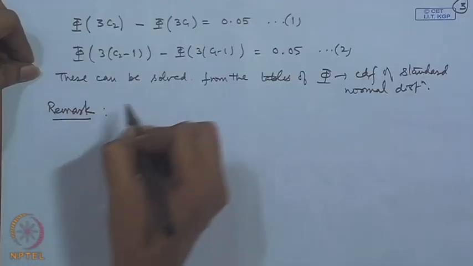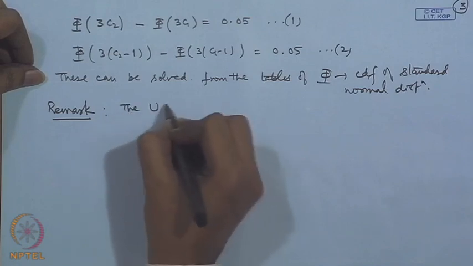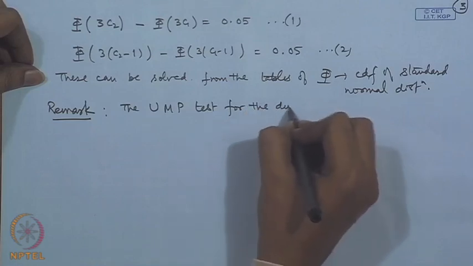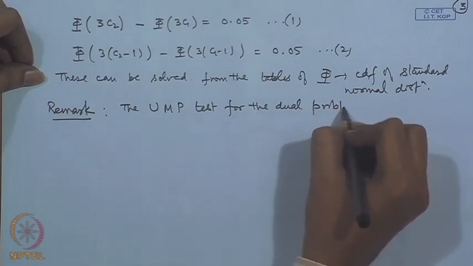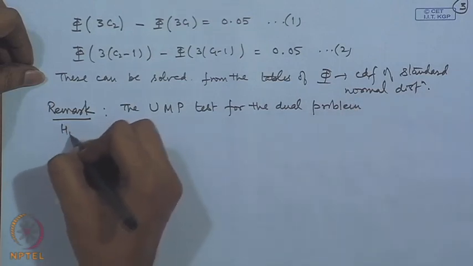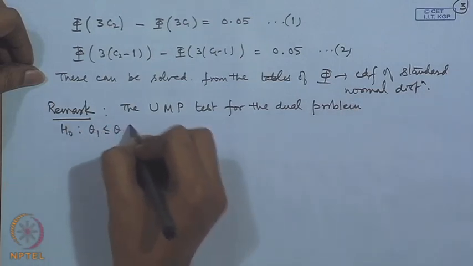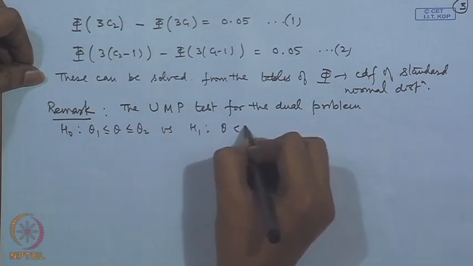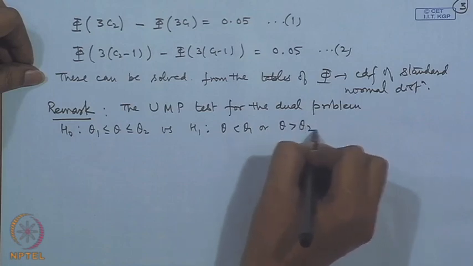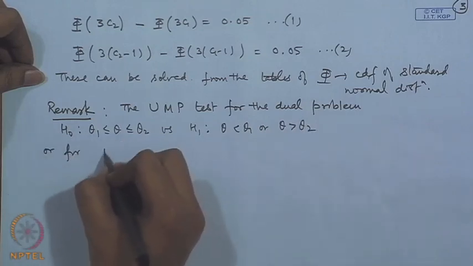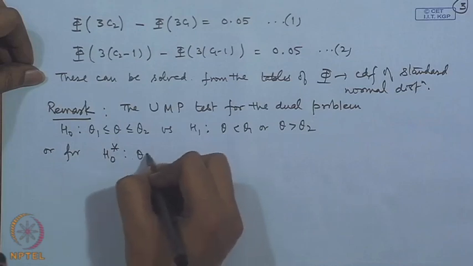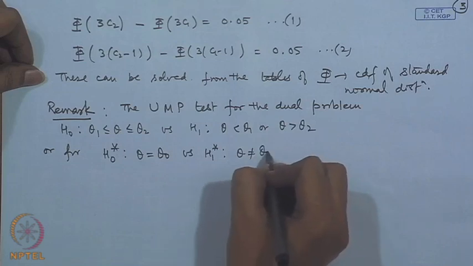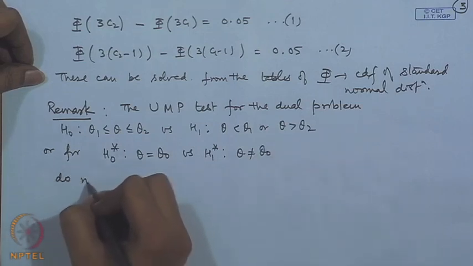Let me give this comment here. The UMP test for the dual problem, H naught: theta 1 less than or equal to theta less than or equal to theta 2 versus H 1: theta less than theta 1 or theta greater than theta 2, or for, let me say, H naught star: theta is equal to theta naught versus H 1 star: theta is not equal to theta naught, does not exist.